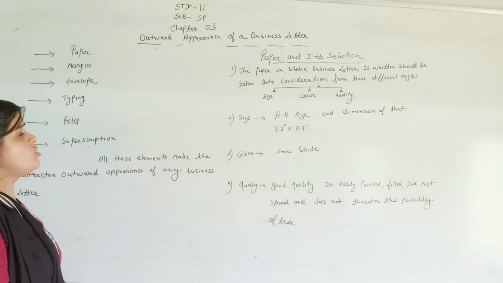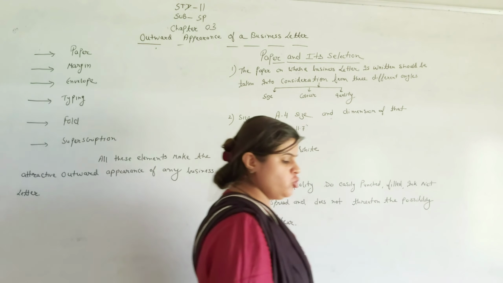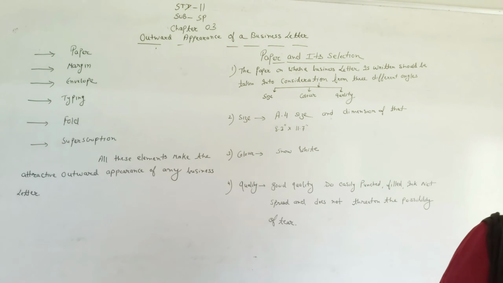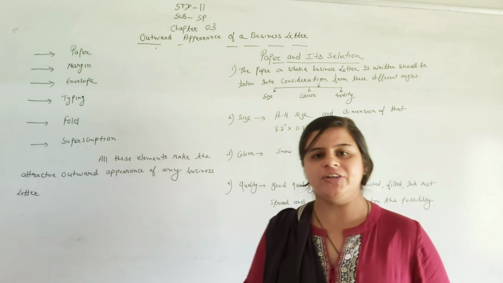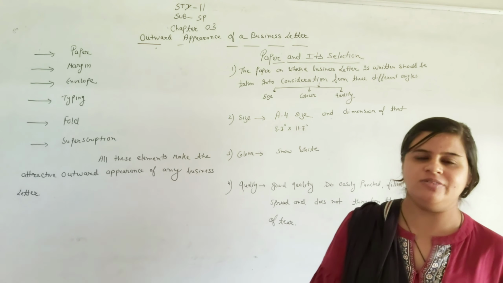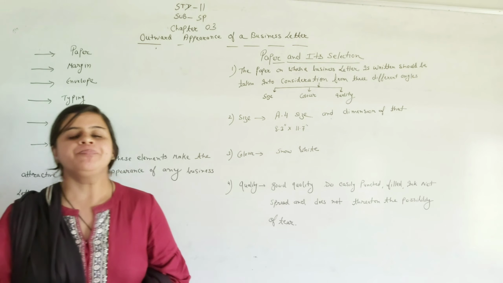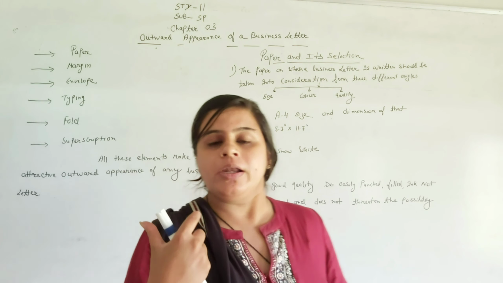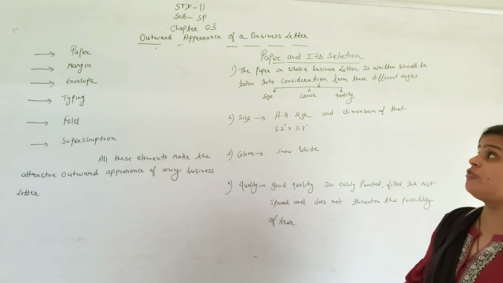Today's subject is SP and the chapter number 3. We have completed two chapters: chapter number 1 regarding communication, and chapter number 2, effective letter writing and its various styles. We also included the exercise part in our videos. Now today's topic, chapter number 3, the outward appearance of a business letter.